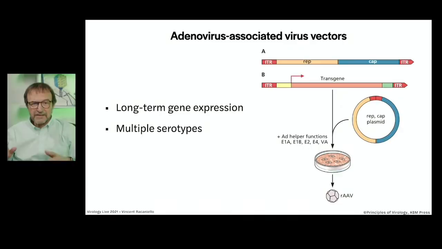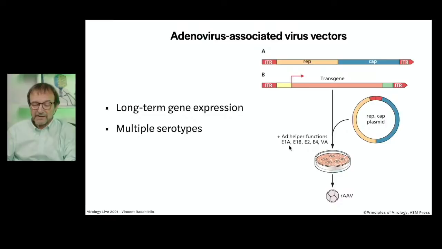And here's how we make vectors from these. We take out most of the coding region for the rep and the cap proteins, right? The DNA recruiting protein, rep, and the cap. There are two inverted terminal repeats in the DNA at either end. And we insert a transgene. We put a promoter in front of it to drive mRNA expression. We then take this DNA and transfect it into cells in culture, along with plasmids that encode the helper functions needed to reproduce AAV, and in this case, they're from adenovirus.